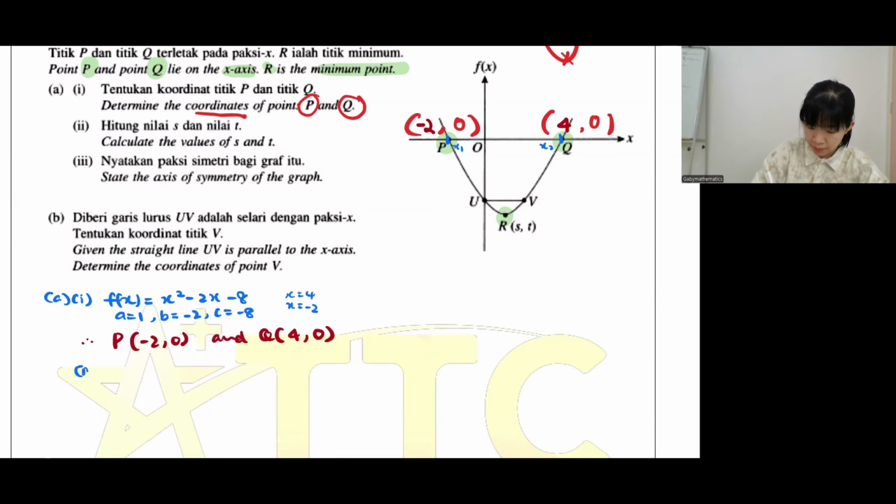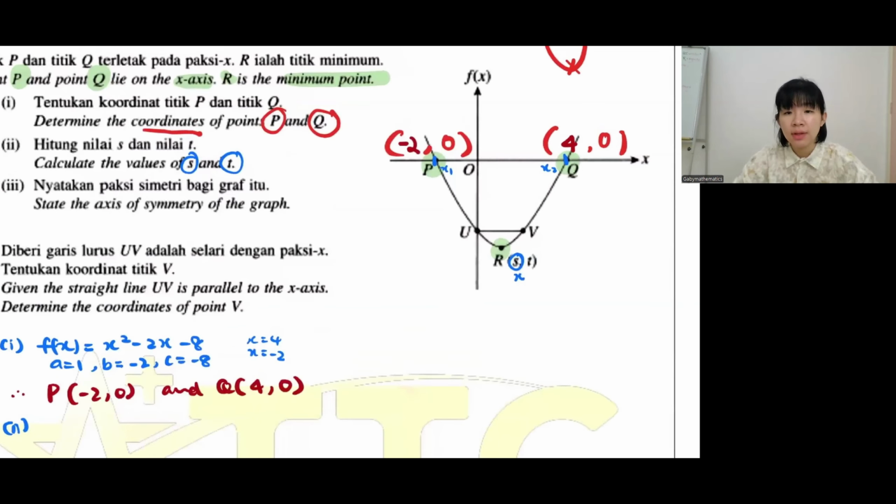Okay, part 2. What is the value of S and T? Okay, find S and T. Okay, S and T is actually the coordinate for minimum point. Okay, guys, find X first. What is the X coordinate? Now, this X coordinate is exactly in the middle. When you see minimum point is the lowest point, lowest point is also exactly in the middle.